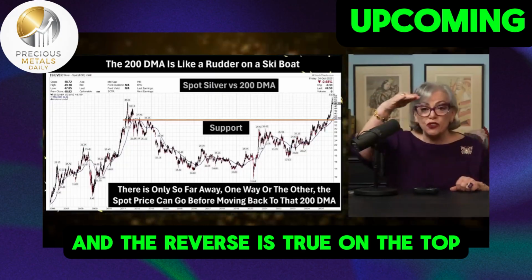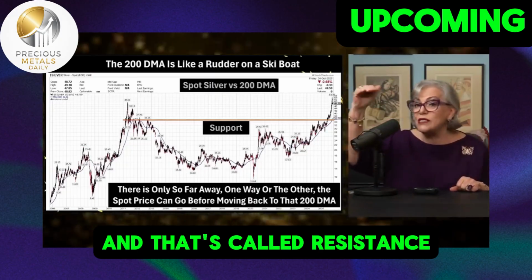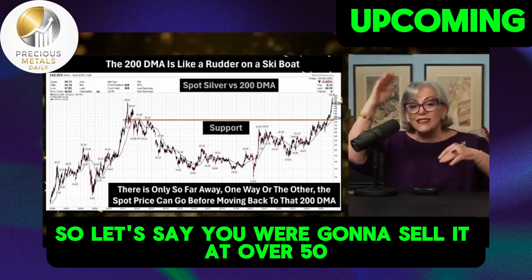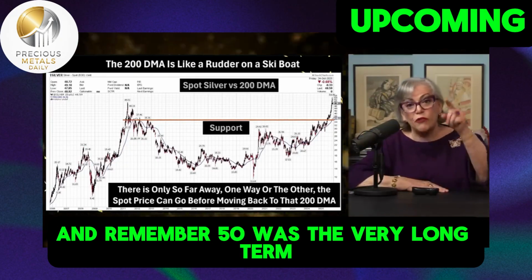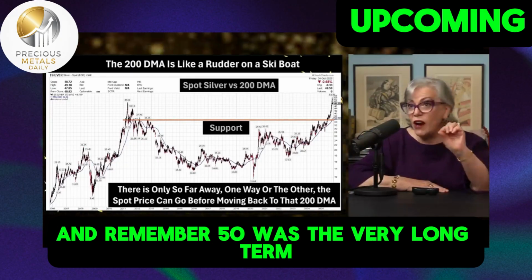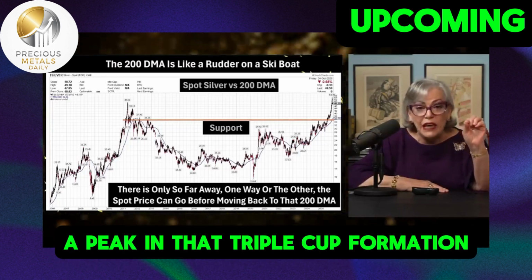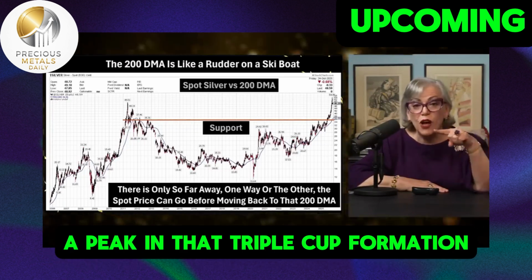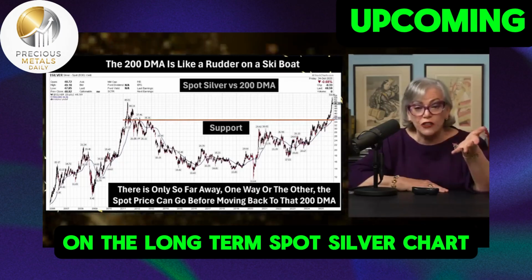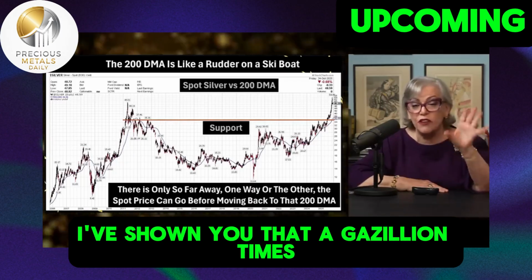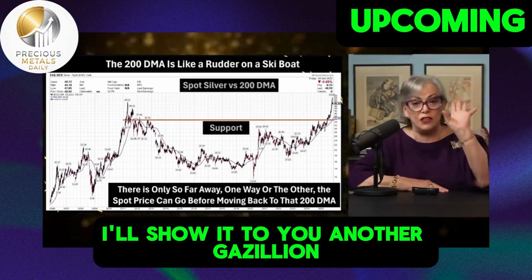And the reverse is true on the top, and that's called resistance. So let's say you were going to sell it at over 50. And remember, 50 was the very long-term peak in that triple cup formation on the long-term spot silver chart. I've shown you that a gazillion times. I'll show it to you another gazillion.